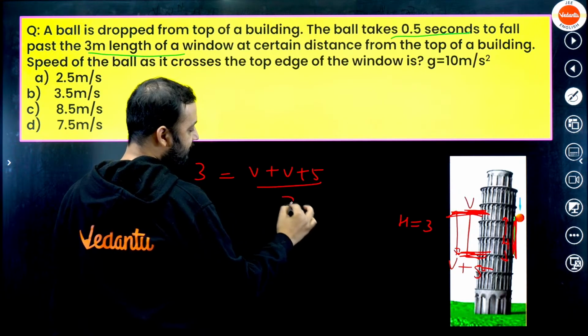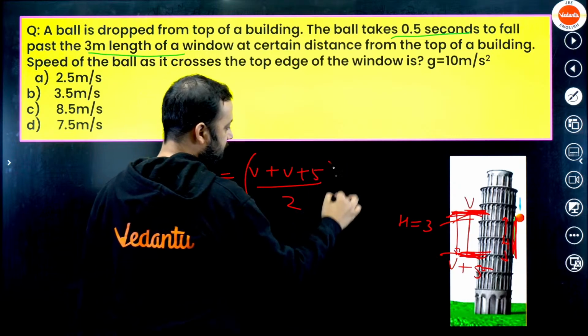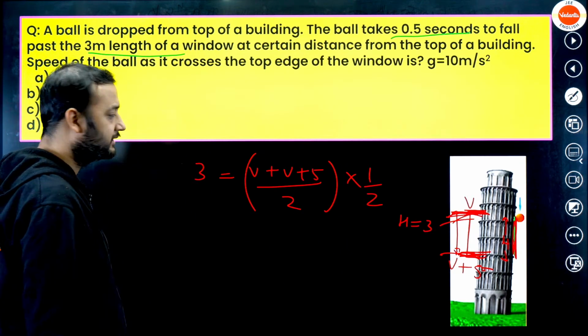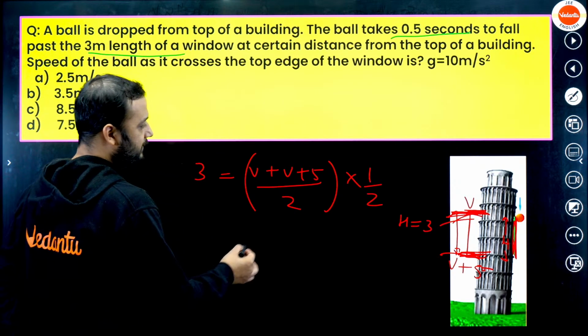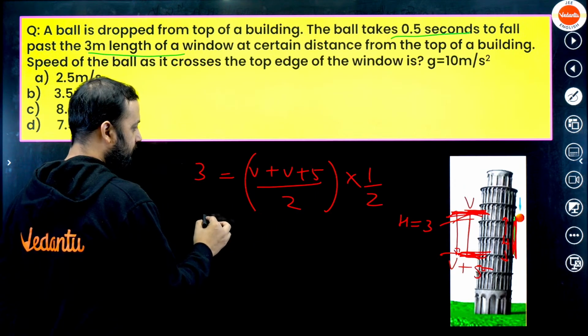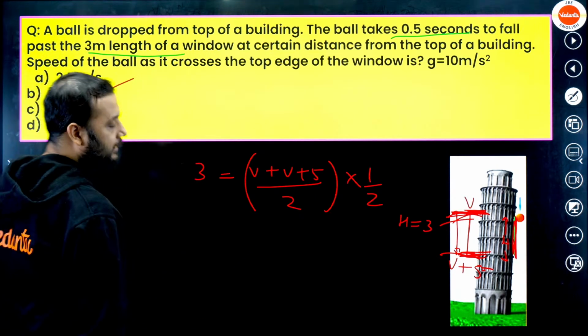Okay, so this is the average velocity between these two times, multiplied by time. Time was 0.5 seconds. So you can see how fast, how cool this method is. So this becomes 3.2, 6.2, 12. 12 minus 5 is 7, by 2, so 3.5. Option B is coming out to be the correct answer.